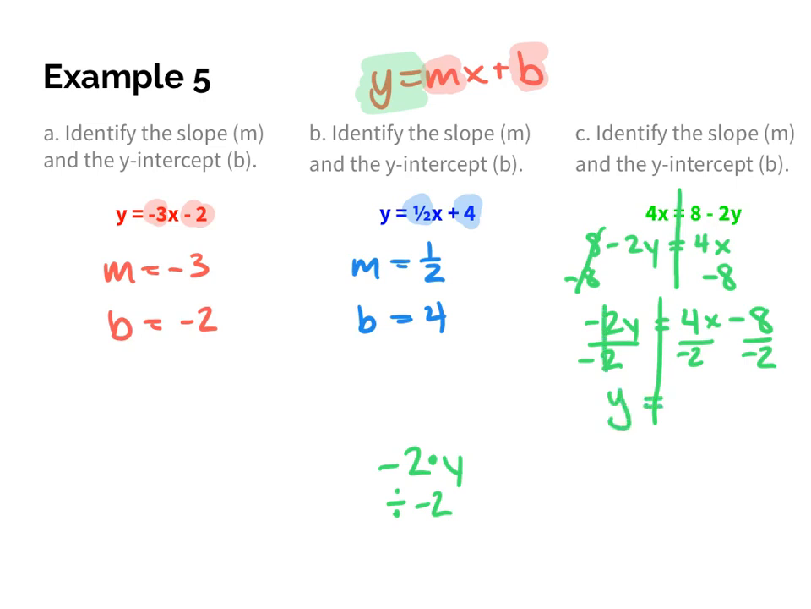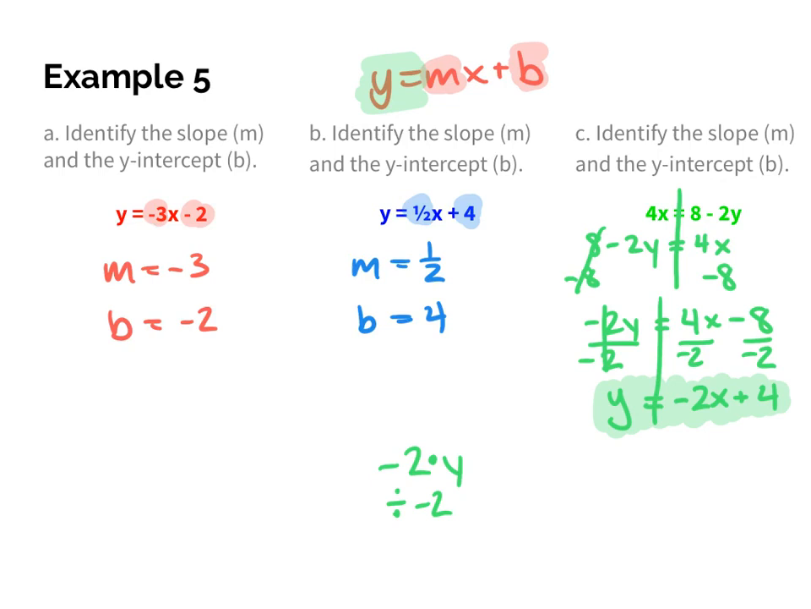And on the right side, I want to simplify. 4 divided by -2 would be -2, and then keep the x. Then I have -8 divided by -2. Well, that's going to give me 4, and since they're both negative, I'm going to get +4. So in the end, this is my equation, y equals -2x plus 4.